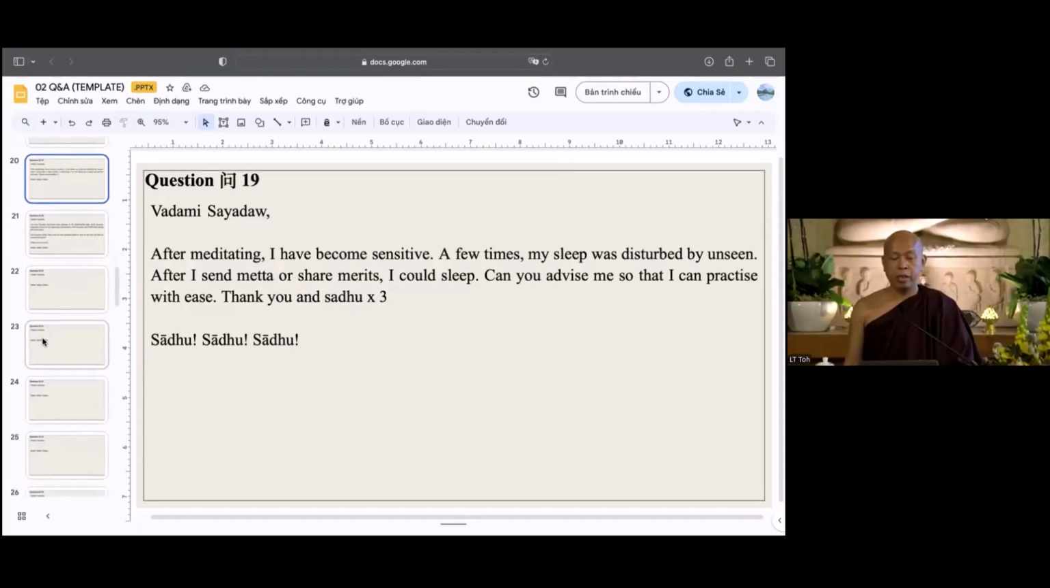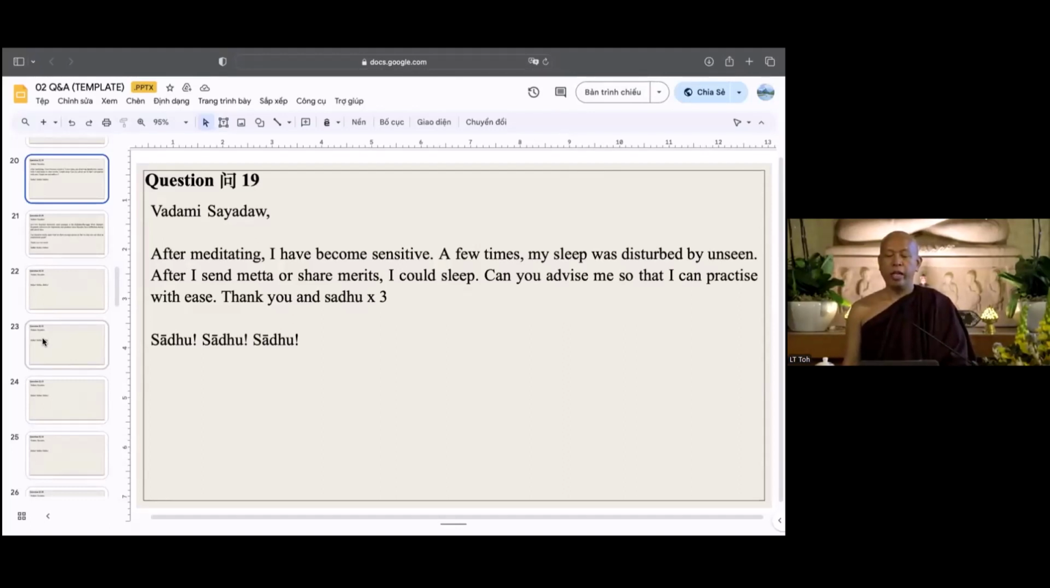Sayadaw, after meditating, I have become sensitive. A few times my sleep was disturbed by unseen beings. After I say metta or share merits, I could sleep. Can you advise me so that I can practice with ease? Thank you, and sadhu, sadhu, sadhu.